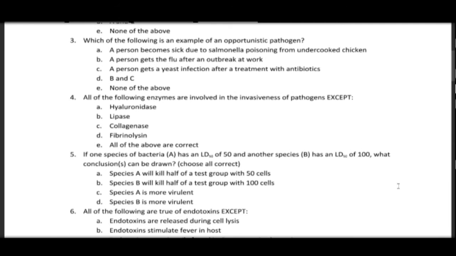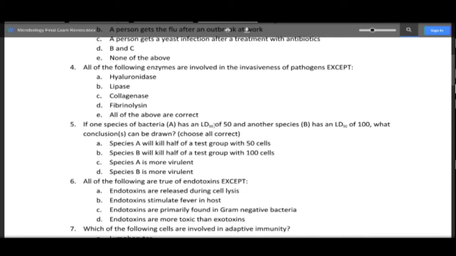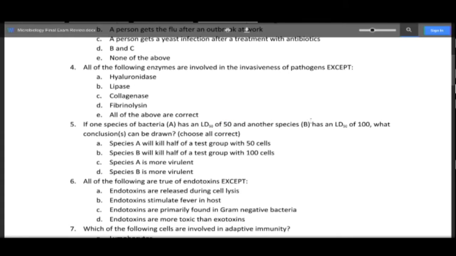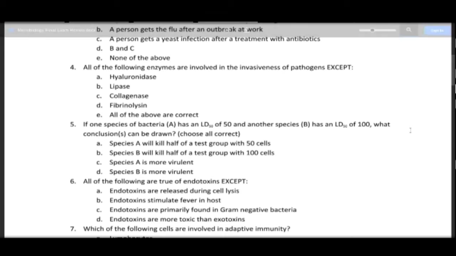Okay. 5 says, if one species of bacteria, A, has an LD50 of 50, and another species, B, has an LD50 of 100, what conclusions can be drawn? And this one is choose all that apply. So that's always fun. LD50 stands for lethal dose 50. So lethal dose 50 means the amount that will cause the death or kill 50% of a population that they're testing. Usually they test it on mice and things like that, and they see what's the minimum amount they can give this population to kill off 50% of them. So A only requires 50 of those cells. B requires 100 of those cells. So B requires more cells to kill the same amount of animals or organisms.